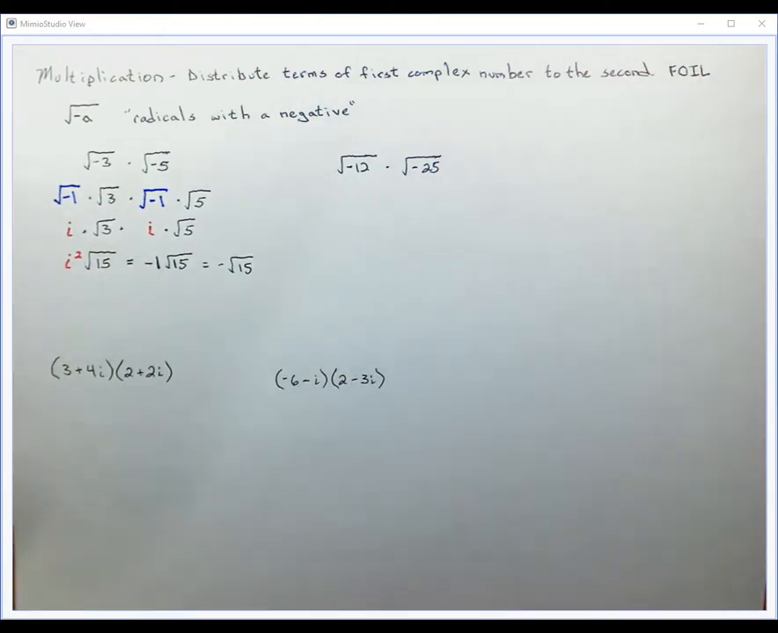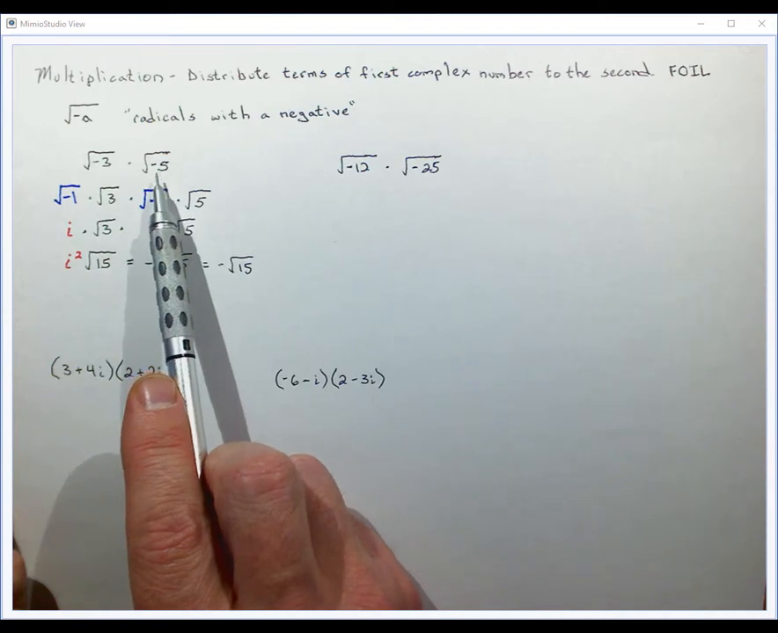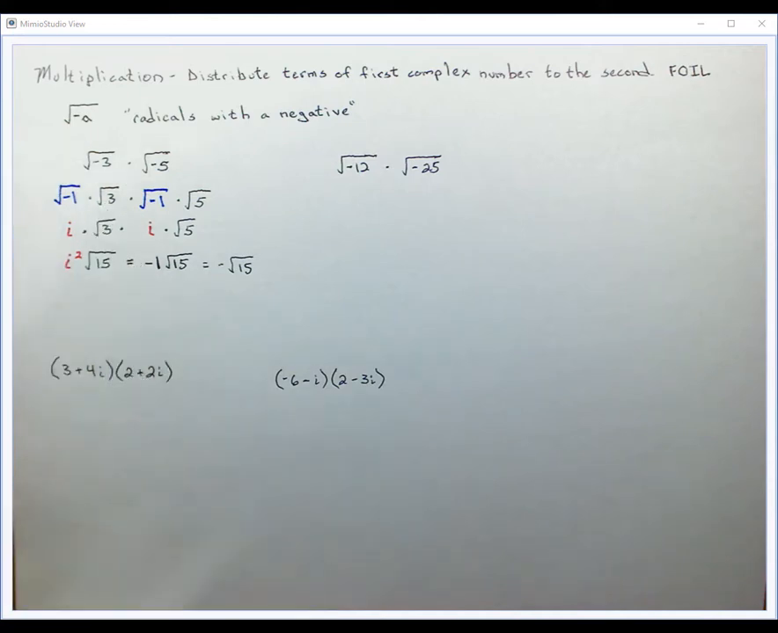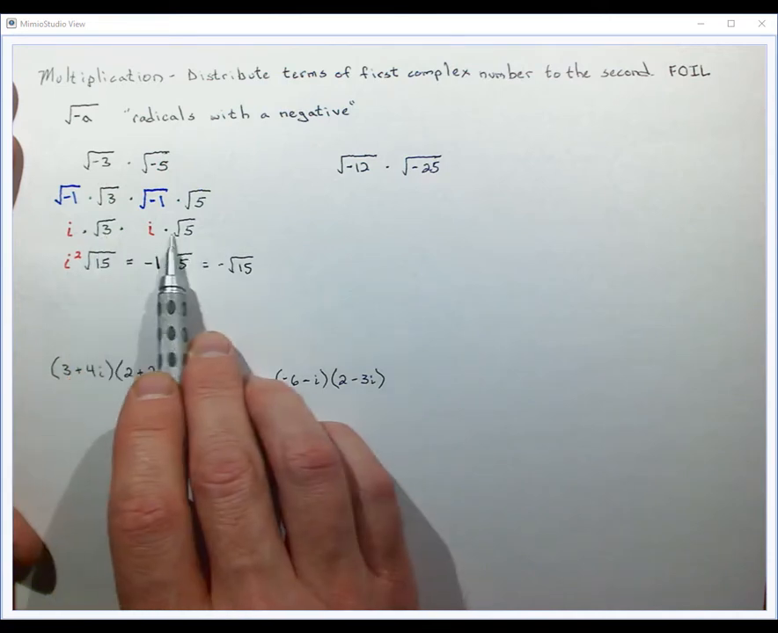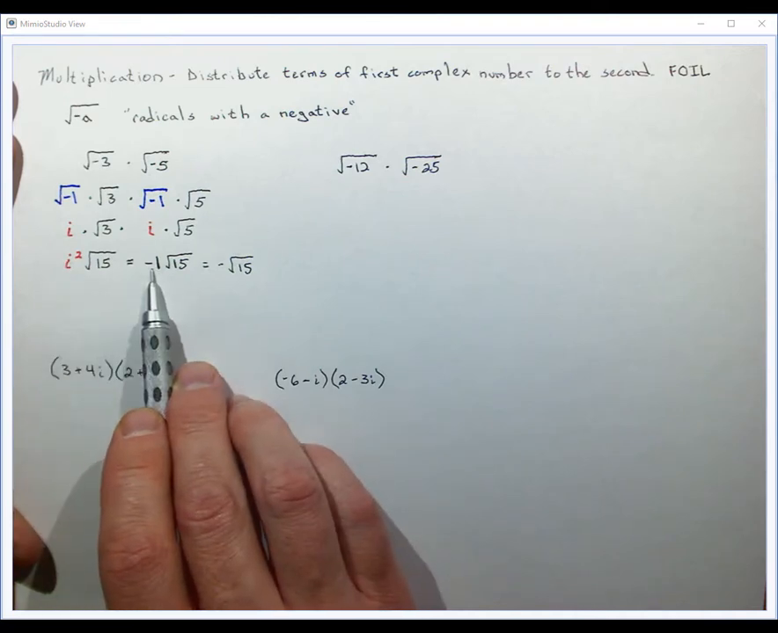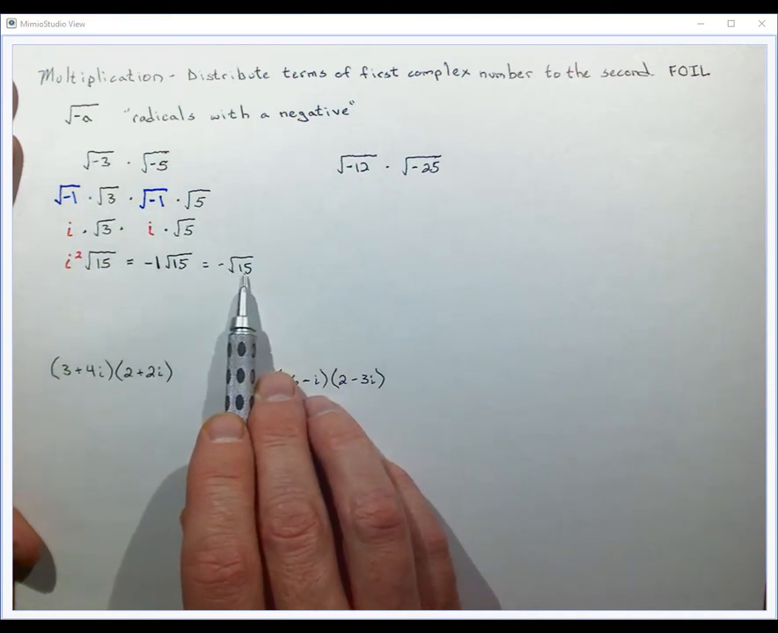So here's the first example, and I have it worked out for you, is that I have the square root of a negative 3 times the square root of a negative 5. Remember from our previous lesson, I told you to break that down into two radicals. So I have the square root of a negative 1 times the square root of 3 times the square root of a negative 1 times the square root of 5. I times I is I squared. The square root of 3 times the square root of 5 is the square root of 15. The value of I squared equals a negative 1. So a negative 1 times the radical 15 equals a negative radical 15.